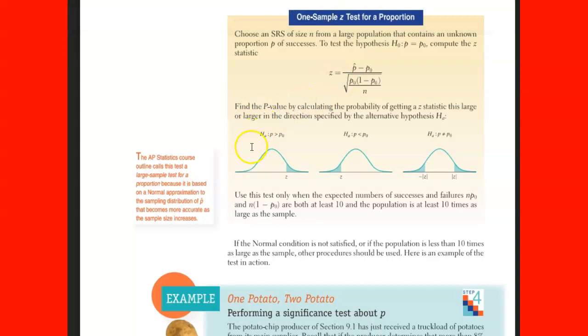Your alternate hypothesis is going to be either, hey, the alternate is really bigger than that, or the alternate is really smaller than that. If it's bigger than that, we're talking about up here. If it's smaller than that, we're talking down here. These two are called one-tailed tests because we're only looking at one tail of the normal curve.